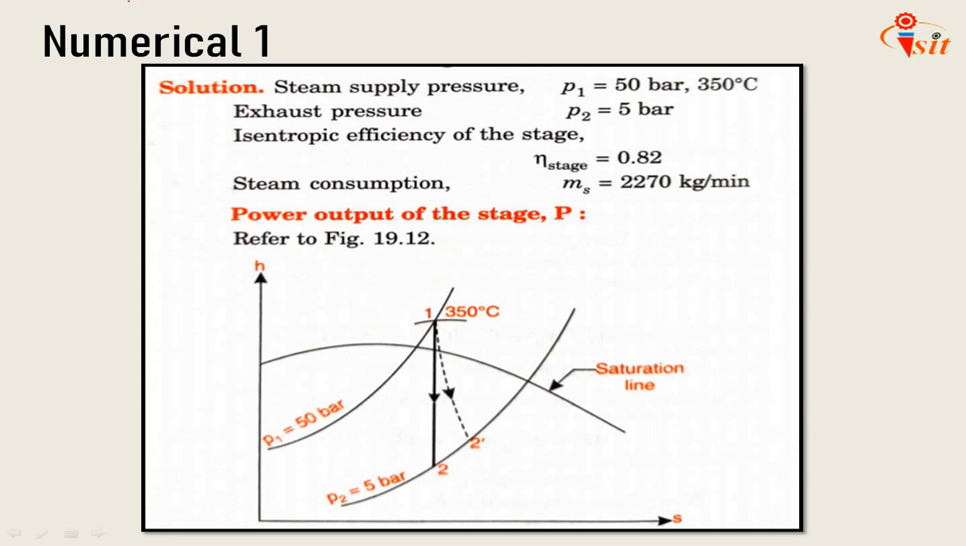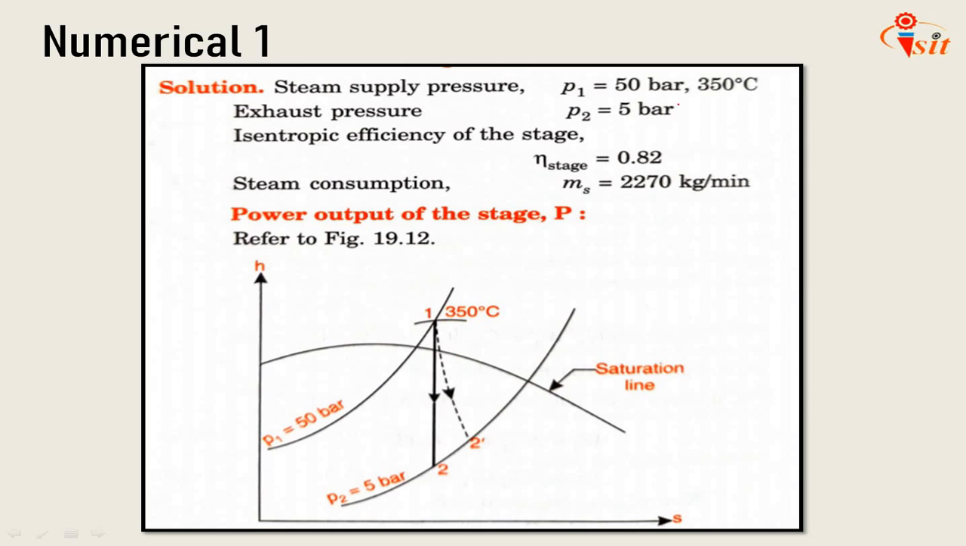Now the given terms are: steam supply pressure P1 is 50 bar, and superheated steam at 350 degrees Celsius. Exhaust pressure P2 is 5 bar. Isentropic efficiency is 0.82, and the steam consumption ms is 2270 kg per minute.